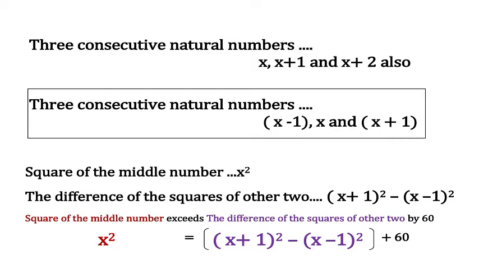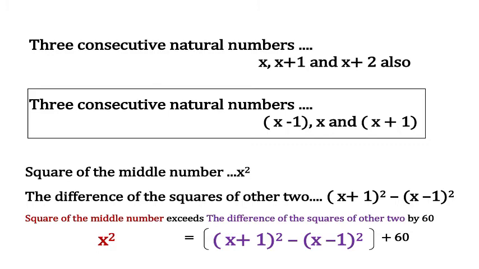If it is not mentioned also, it is suggested to consider the three consecutive natural numbers as x minus 1, x and x plus 1. The reason is only to get the solution in a simplified manner. What is this x minus 1, x and x plus 1?